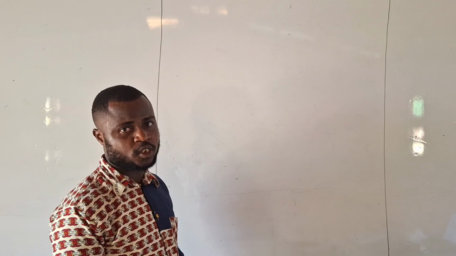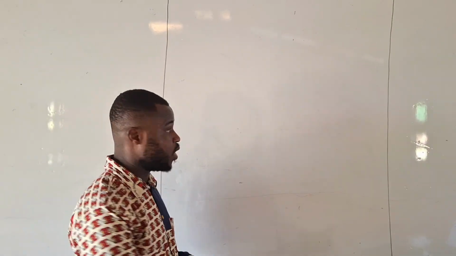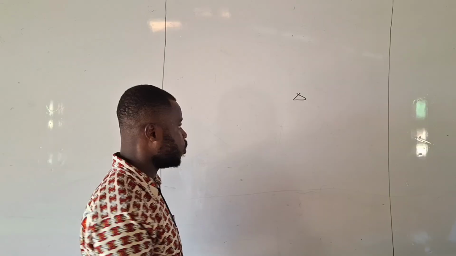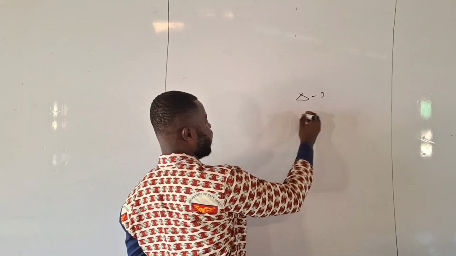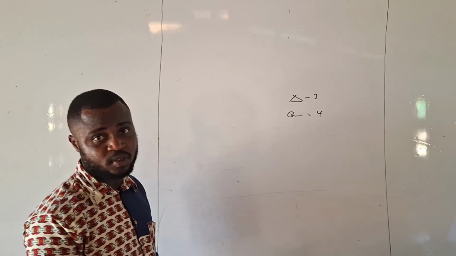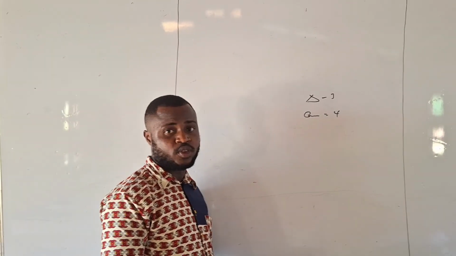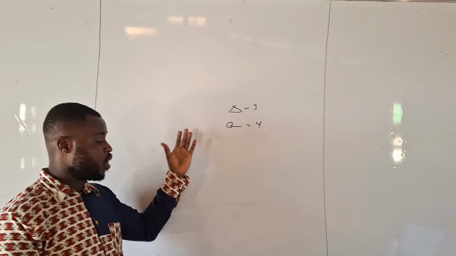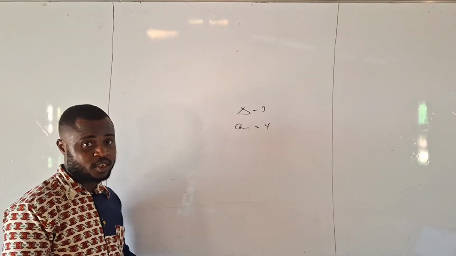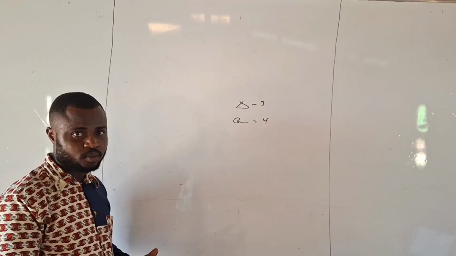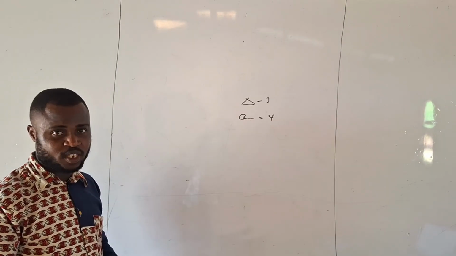Triangles are polygons. Triangles, three-sided figures, are polygons, and we know triangles have three sides. Then we have quadrilaterals. Quadrilaterals have four sides. We have the square, rectangle, trapezium, parallelogram, and rhombus. They are all also polygons with four sides. Now, we have a five-sided polygon, which is a pentagon.